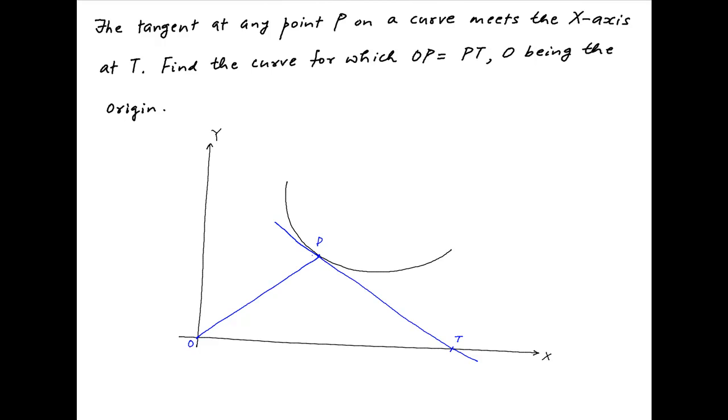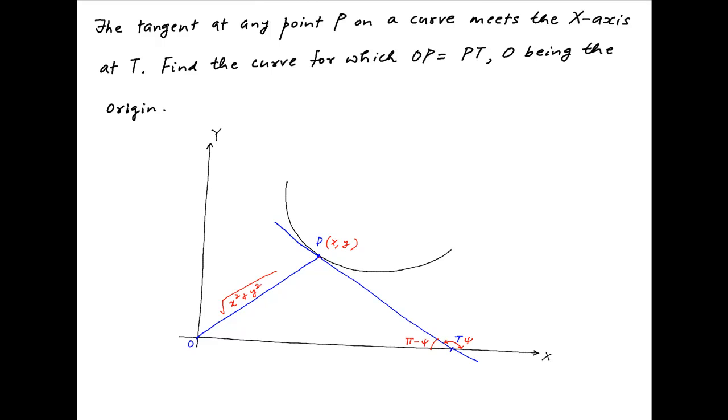The distance between the origin and the point P is equal to root of x square plus y square, where x, y are the coordinates of point P. Let's assume that the tangent PT makes an angle psi with the positive direction of the x-axis, and therefore angle PTO is equal to pi minus psi.